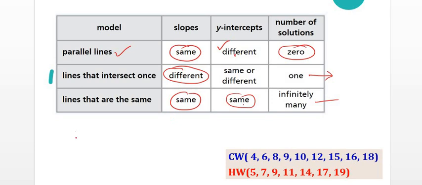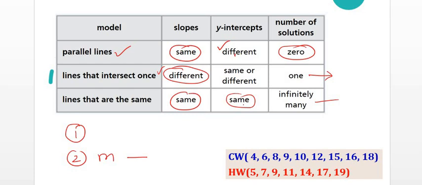Okay, what are the steps that you have to follow? Step number 1, write each equation in the standard form. Step number 2, check the slope. After checking the slope, you have to check the y-intercept. By the way, if the slopes will be different, then there is no need to check the y-intercept. Directly you can say that there is only one solution. So let's discuss now some questions from the lesson.